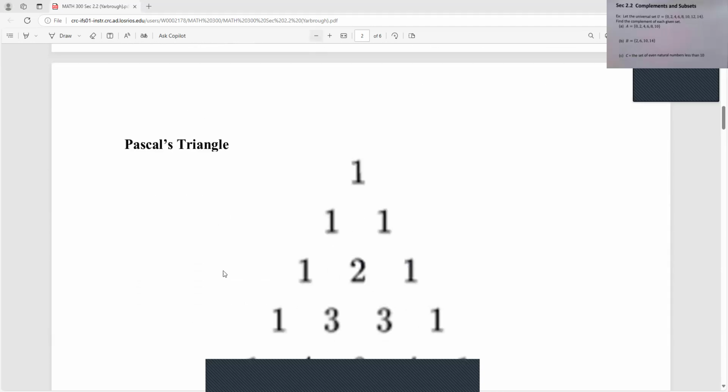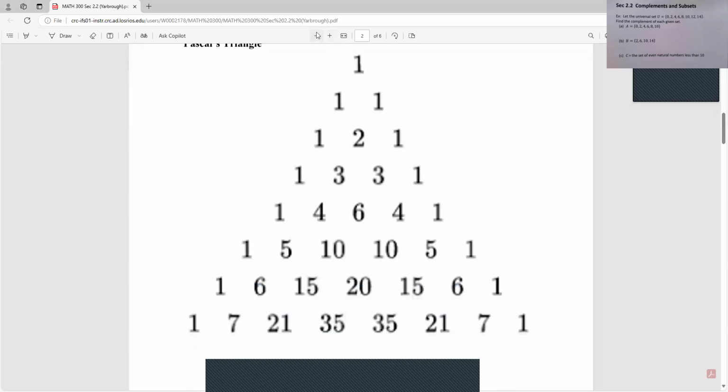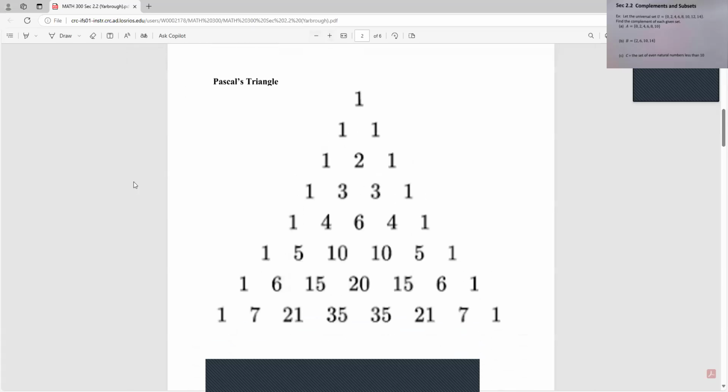Last thing I want to highlight here is something I think we've seen before, Pascal's triangle. And I just want to highlight this because it's going to pop up a little bit today. Pascal's triangle is something I showed you guys a few sections back. And I said, it's just something that pops up in math at random places. And today's going to be one of those.